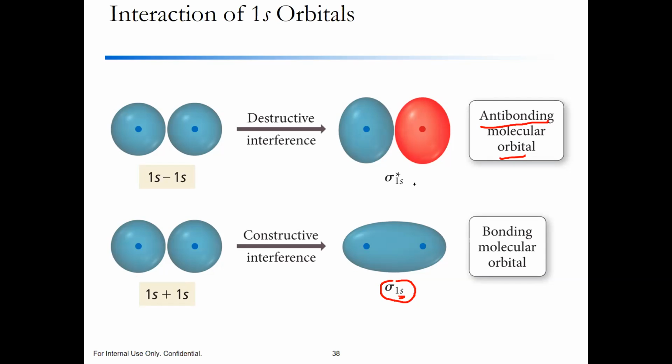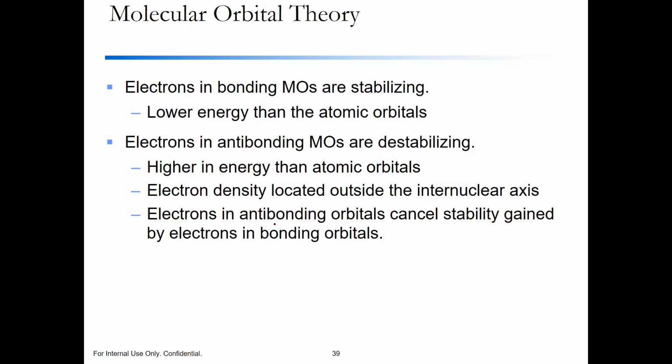Any questions so far? We're good. So these orbitals can come together constructively or destructively. When it's constructive, that is when we have bonding. Destructive, we call it anti-bonding. Okay, so what does that all mean?